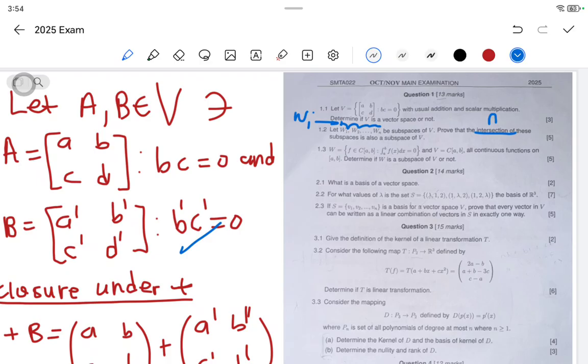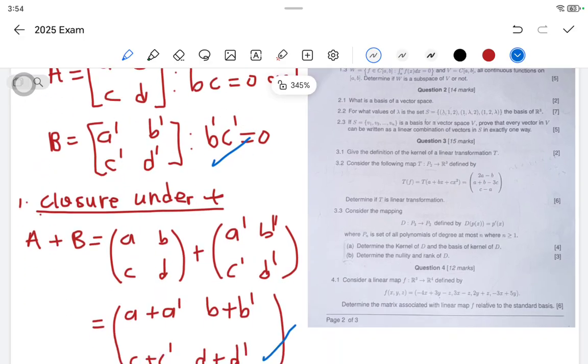So I think this can possibly be determined by looking at the marks. Let's just try. I think 3 marks can be for showing those 3 axioms. Sometimes the marks can tell you what's happening. 3 marks can be for the axioms, and then 2 marks for the conclusion, right? So I think it's possible that this might hold due to these marks. So let's go and check.